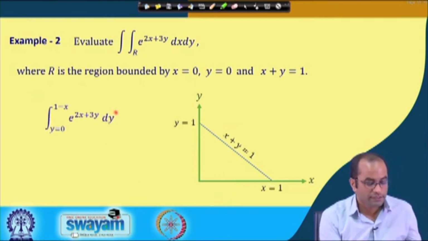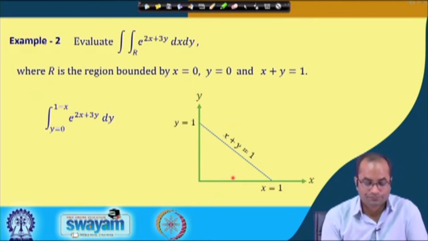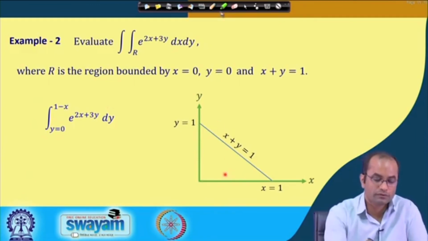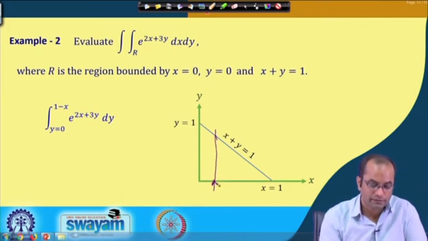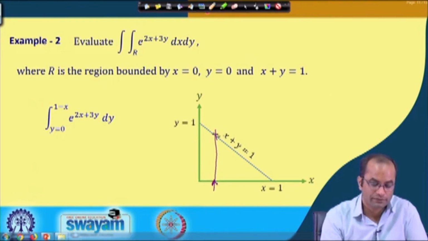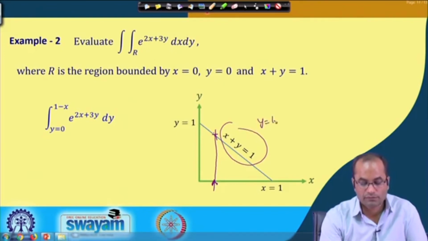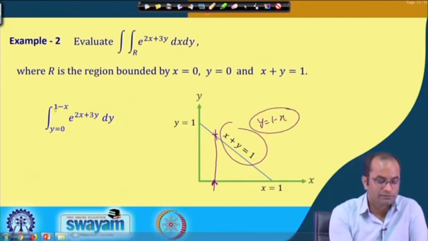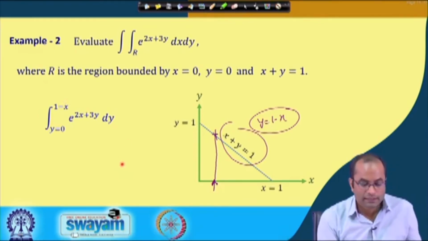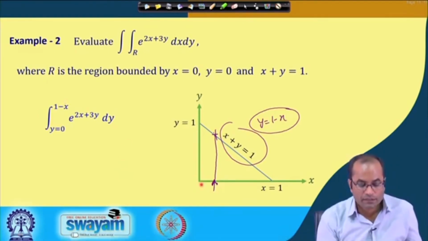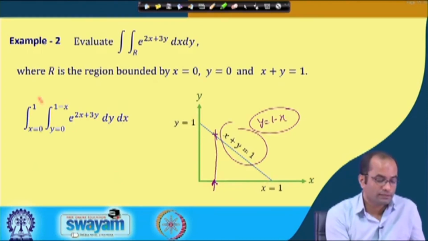So, suppose we are taking the direction of y first. Now draw a line parallel to the y axis, and then we will see that this line enters here at y is equal to 0 and leaves the domain at y is equal to, from here, 1 minus x. So, the limits will be y from 0 to 1 minus x, and then the x limits will be from 0 to 1. So, x from 0 to 1 and then the dx.